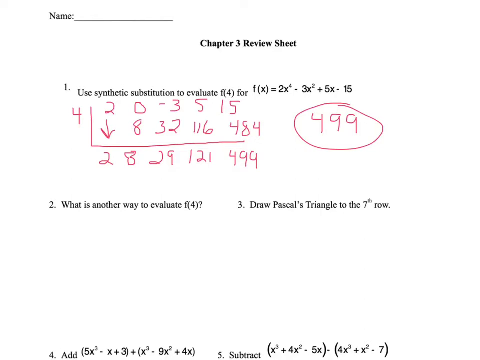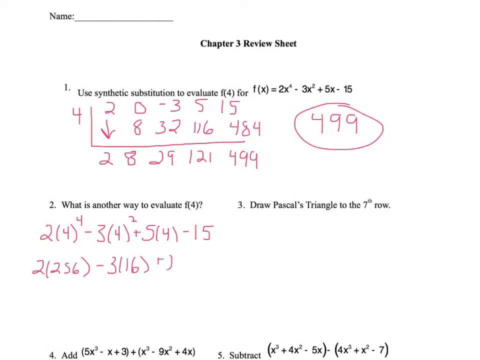Another way to evaluate f of 4 is to just plug it in to the function. So we have 2 times 4 to the fourth minus 3 times 4 squared plus 5 times 4 minus 15. 4 to the fourth power is 256. And 4 squared is 16. And that would be plus 20 minus 15. So 2 times 256 would be 512. And 3 times 16 is 48. And then 20 minus 15 is plus 5.